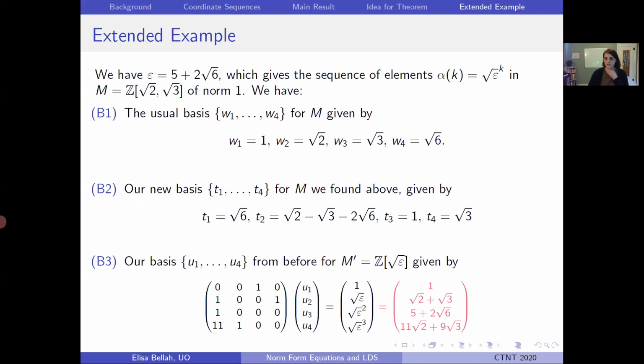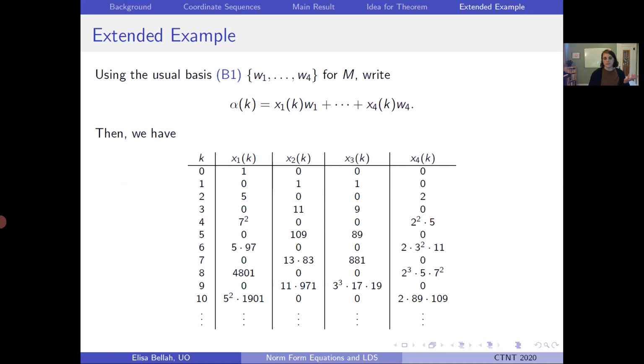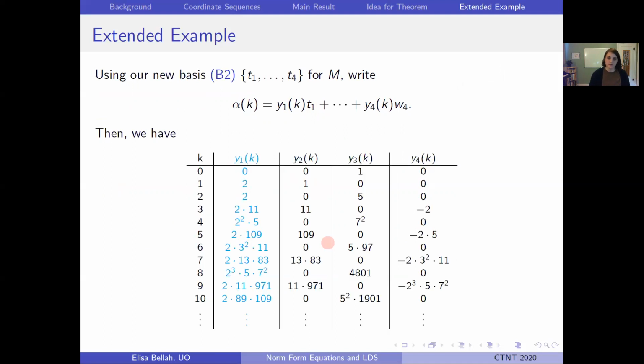So here's what the tables look like, just very quickly. Using the original basis, here are all of your coordinate sequences. And you can stare at this for a while if you want, but there aren't very many patterns appearing. If you change to the basis that we just found, you can check, at least for these first 10 terms, that you're getting the divisibility property we wanted. But it's still difficult to say what's happening with the rest of these coordinate sequences.